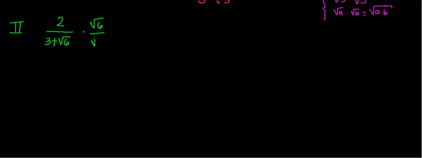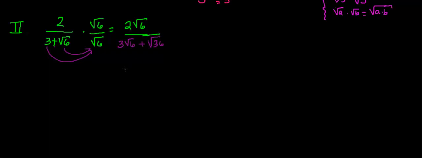If I use the same tactic as I did in the previous example, I would get a numerator of 2 square root of 6, and then in the denominator I would have to multiply 3 times the square root of 6, which is 3 square root of 6, plus, and then 6 times the square root of 6, which is square root of 36.